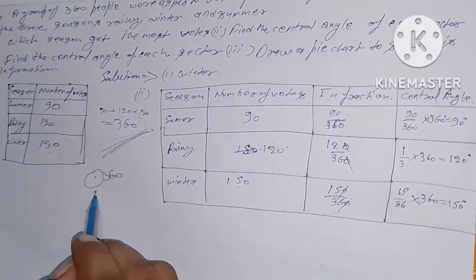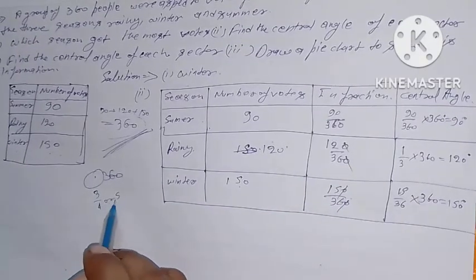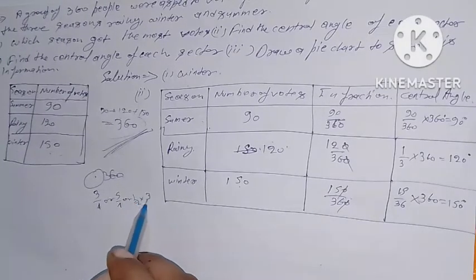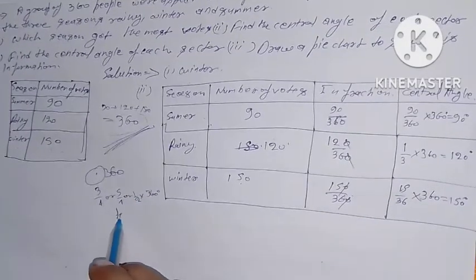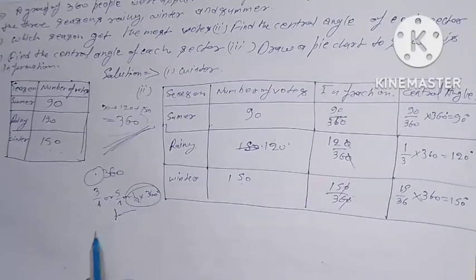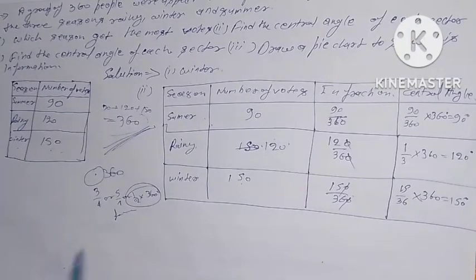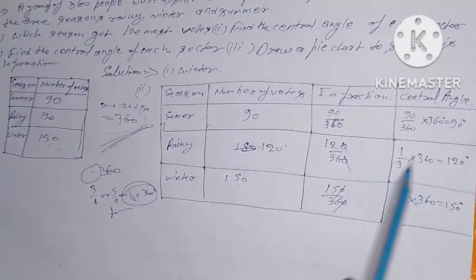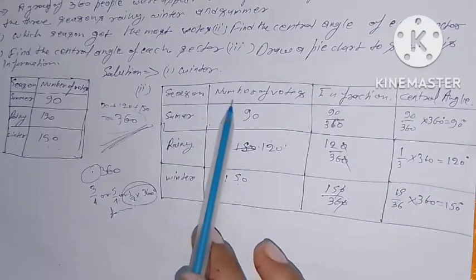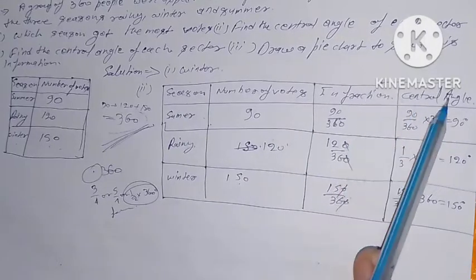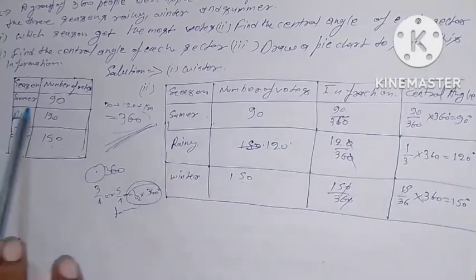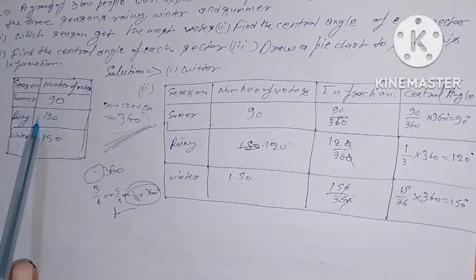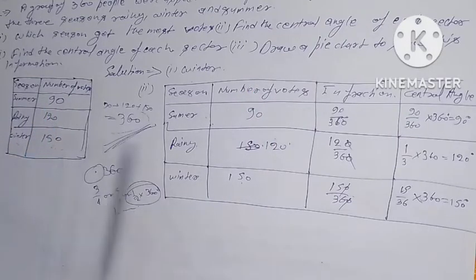So if any fraction, 3 upon 4, or 5 upon 4, or 1 upon 2, is multiplied by 360 degree, we find the central angle. So we will multiply by 360 degree. This is the season, number of votes, fraction, central angle. Season: summer, rainy, winter. Number of votes: 90, 120, 150 according to the question.